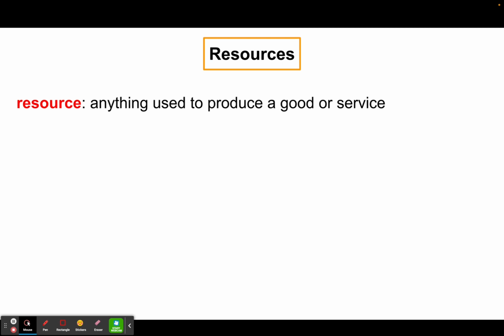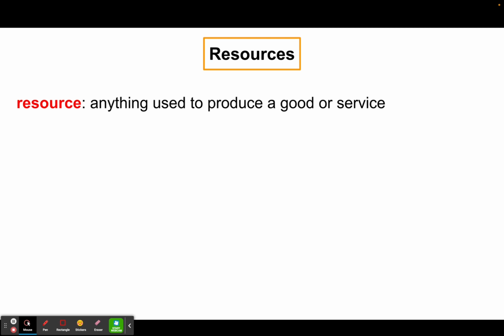Because, for example, let's say you have a pencil on your desk, right? So, that pencil, if you pick it up and start writing with it, is a resource because you're using it to produce something, in this case, writing. Whereas if you just leave the pencil on the desk, it's not a resource because it's not being used in that moment to produce anything.